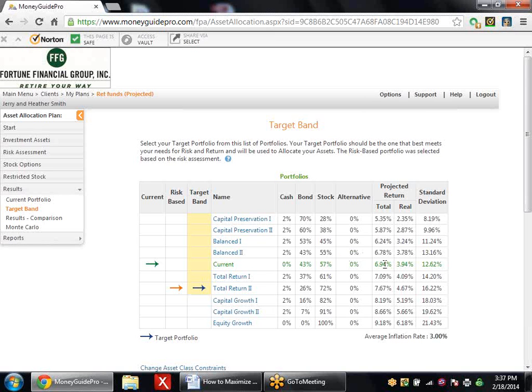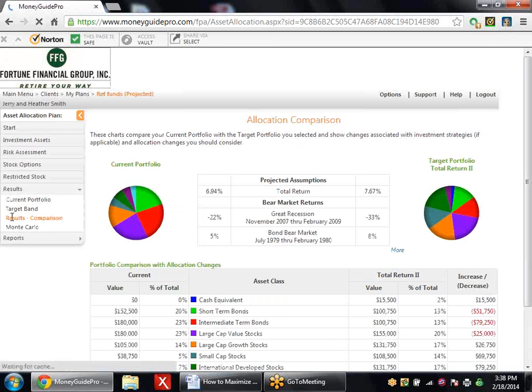What you'll notice, the big difference in the portfolio is the projected returns, currently 6.94. The projected long-term return of this total return 2 portfolio, based on the answers to your questions, is a little higher. You'll also notice a greater standard deviation, 12.6 versus 16.2. Standard deviation measures the volatility of the portfolio. So in order to try and get those higher rates of return, you're going to likely have higher volatility.